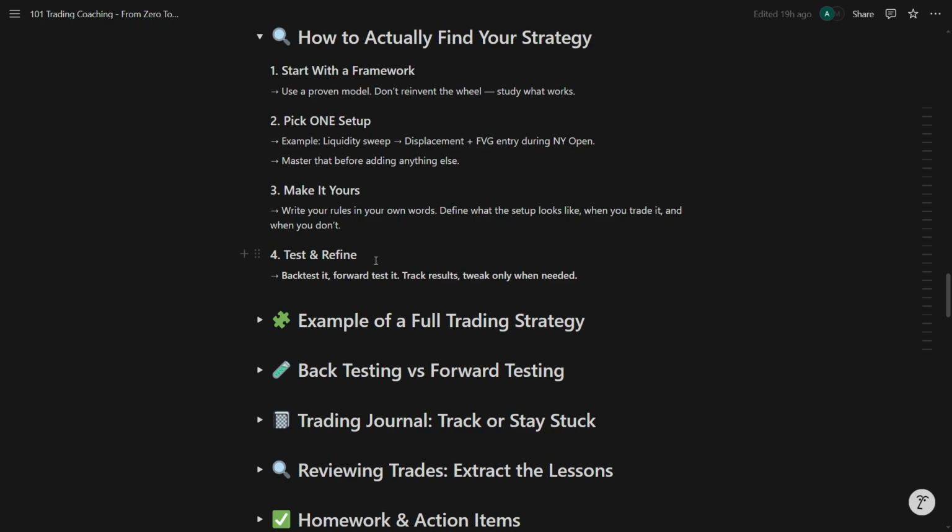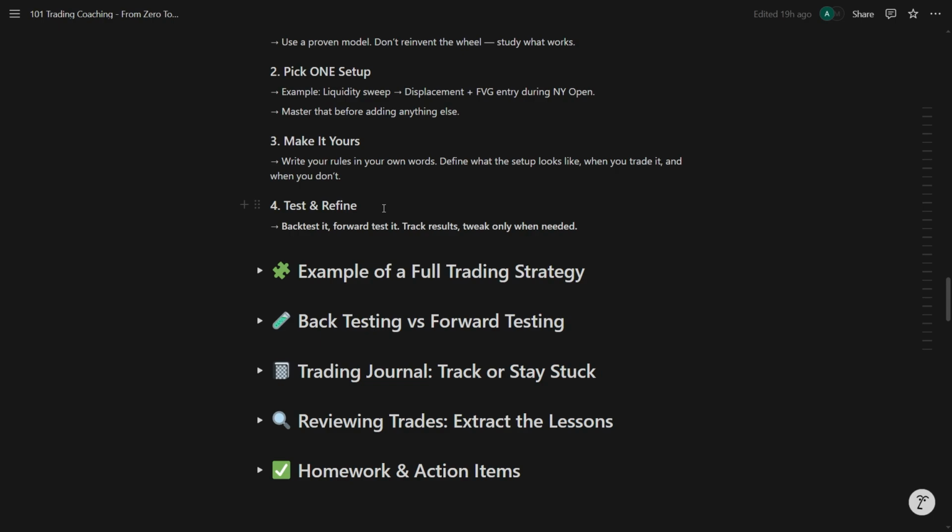And then obviously you test and refine. So you backtest it, you forward test it, you track the results, and then you tweak it when you need. You understand? What is forward testing? I'll get into that. No problem. I'm happy you asked, paying attention. I'll get into that right here.